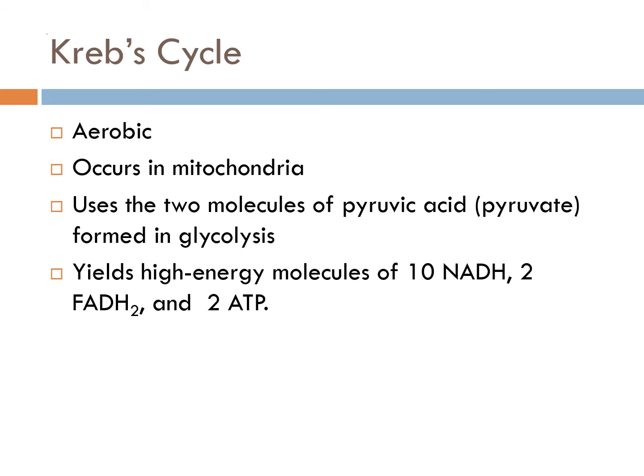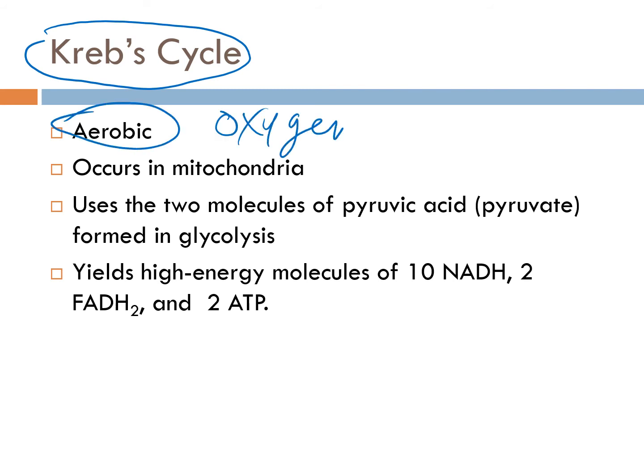The Krebs cycle is aerobic, so this requires oxygen for it to happen. It occurs in the mitochondria. It takes pyruvic acid, or the pyruvate which we talked about before, and from here you produce ATP and other sources of energy.